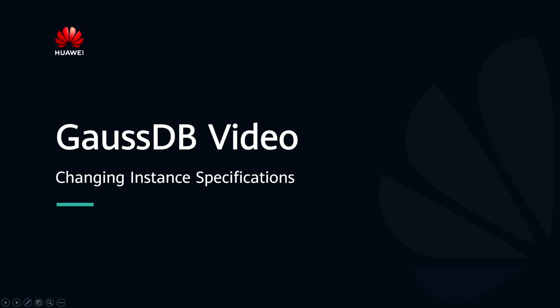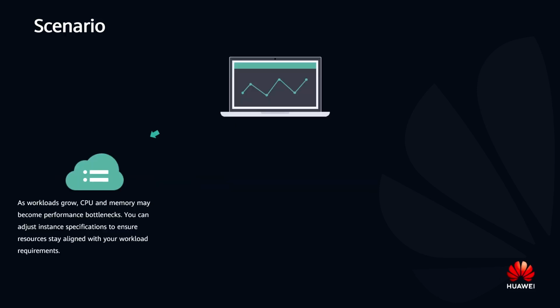Today, we will walk through how to change the CPU and memory specifications for a GaussDB instance. As workloads grow, CPU and memory may become performance bottlenecks. You can adjust instance specifications to ensure resources stay aligned with your workload requirements.